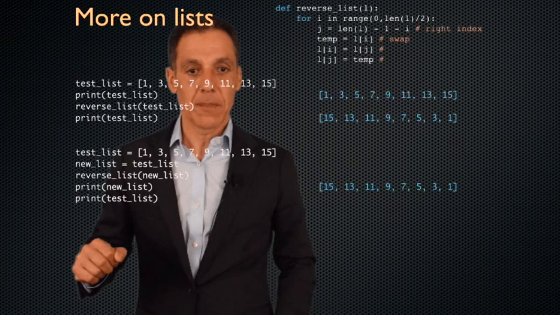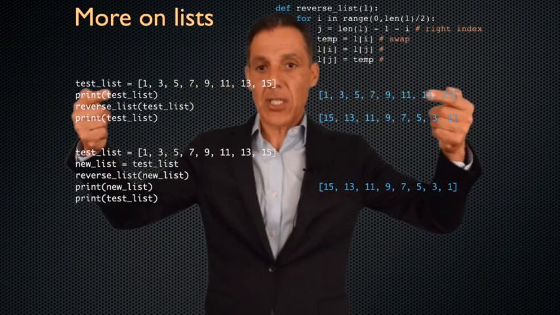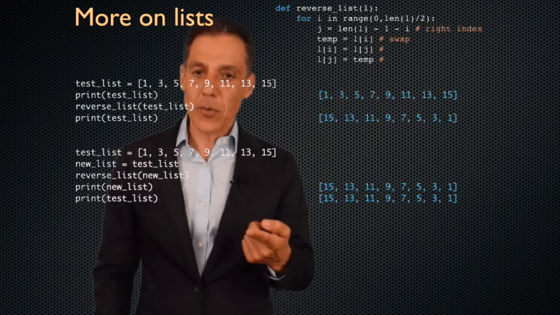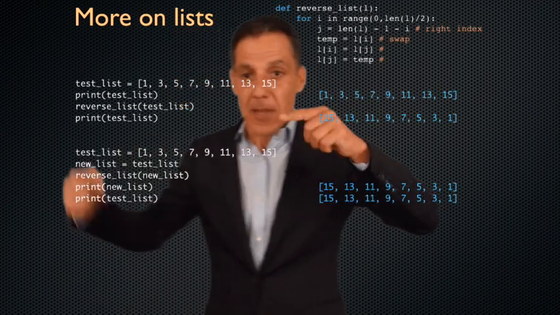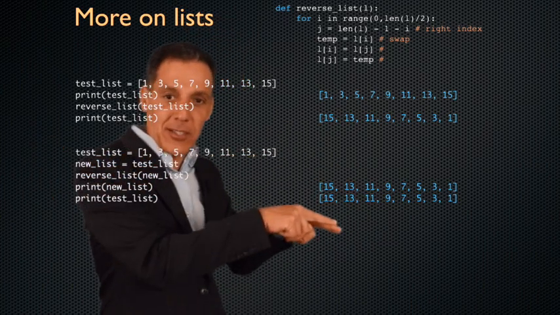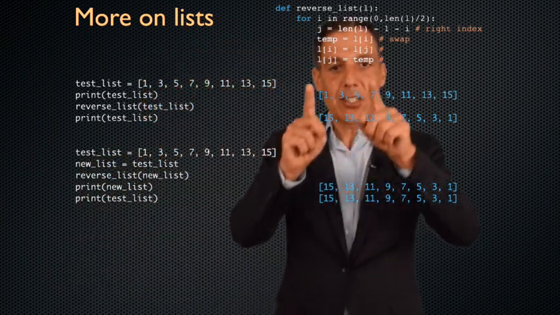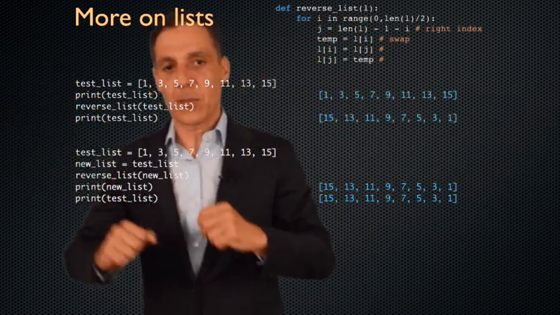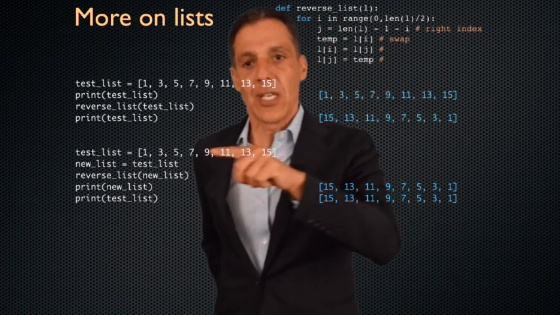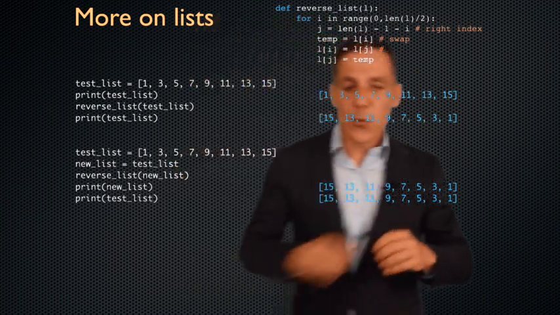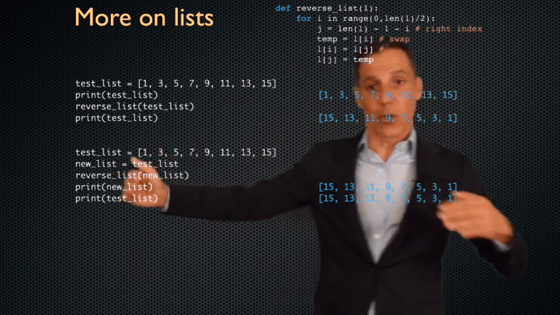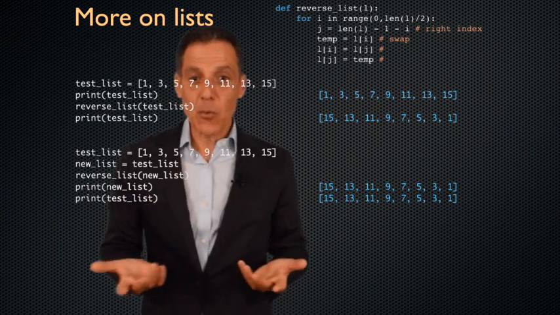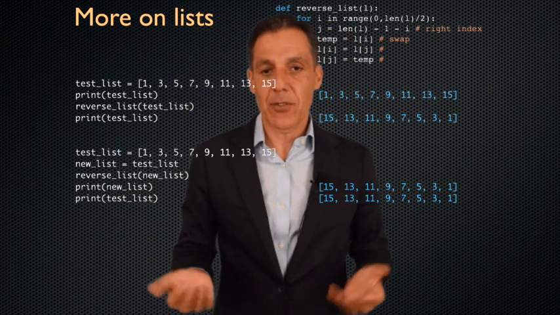What's going to happen? Of course it will be reversed, right? Same as up here. But now when I say print test list, what happens? It's also reversed. Because now new list and test list both point to the same list. When I called reverse list on new list, that little variable now points to the same thing that new list and test list point to. So any modification to a list will ripple through all the variables that are pointing to the same list. That may seem a little weird, but it's fine. That's just the behavior of the code.